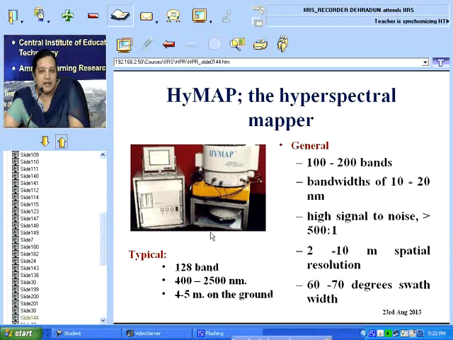Then another airborne sensor is the HiMap hyperspectral mapper, which offers in general 100 to 200 bands because it has a variable bandwidth which can be adjusted as per the requirement, and the spatial resolution also can be variable depending on the height of the aircraft.